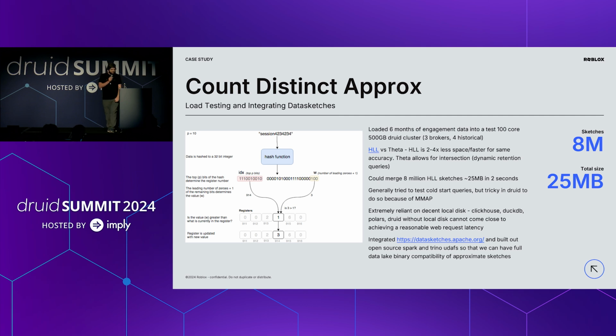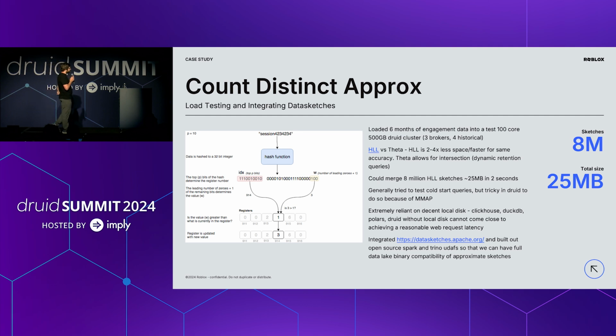We also were extremely reliant on decent local disk. I mean, not the fastest local disk, we're still using EBS, but way better than network storage. We tried out solutions like ClickHouse and DuckDB reaching out to S3, even with different kinds of pushdowns. There was just no way that was going to approach the speeds we needed.